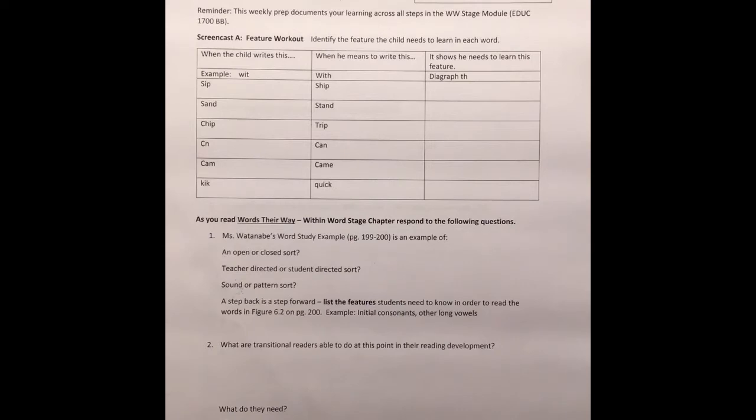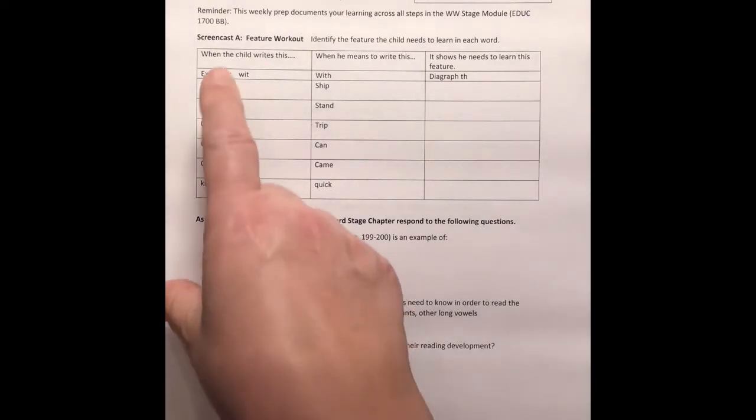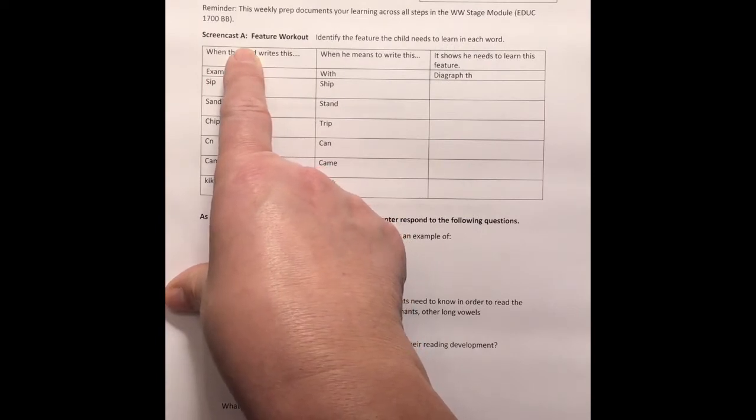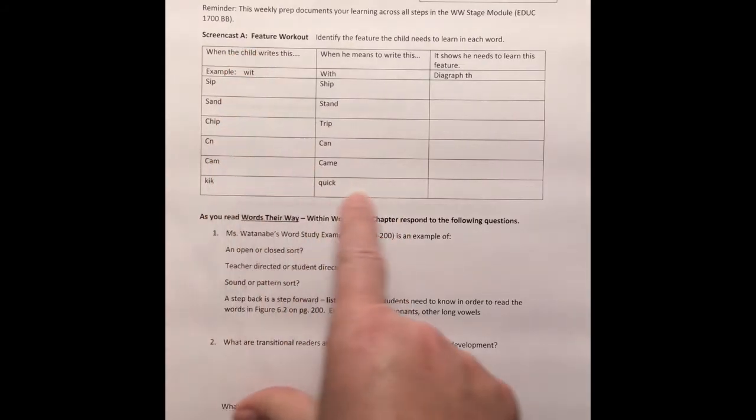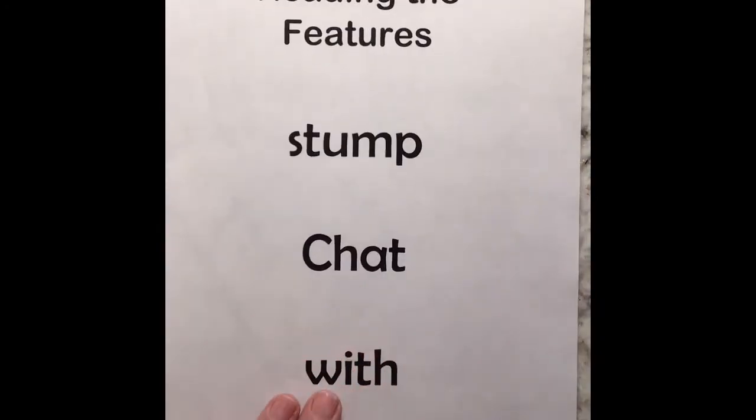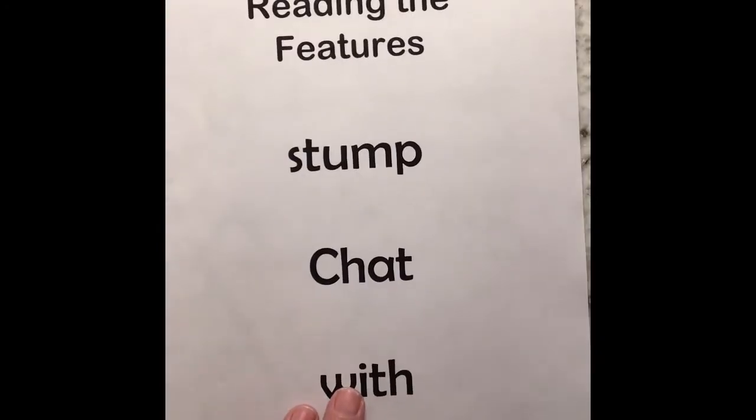So we're going to practice in ways that will really kind of map onto how you use these features with students. At the end of the screencast, you will apply the knowledge that we're building in this screencast to complete this particular part of your weekly prep. But I'll come back to that at the end after we've developed some skills. So let's start out with the reading the features drill. Remember this from last time?